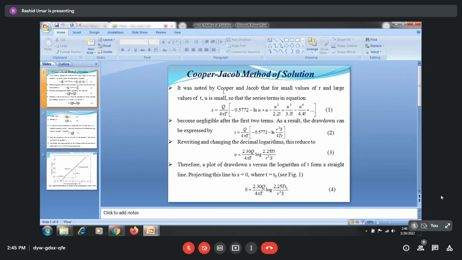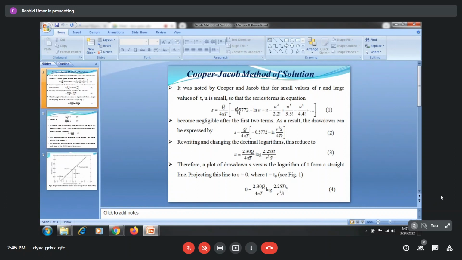So what Jacob has noted is that for small values of r and large values of t, u is small. This is a preamble of his paper, that he said that if r is small and t is large, then u is small. So the series of terms in this equation will be negligible after the first two terms.